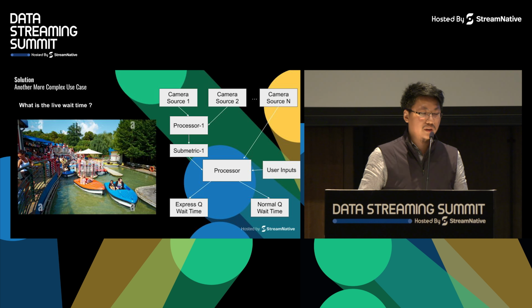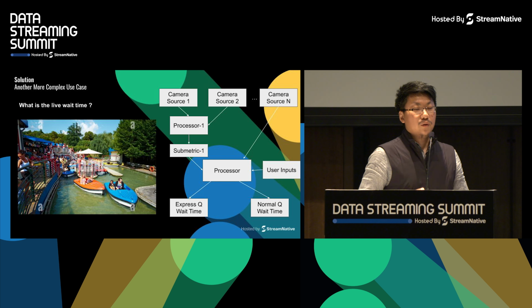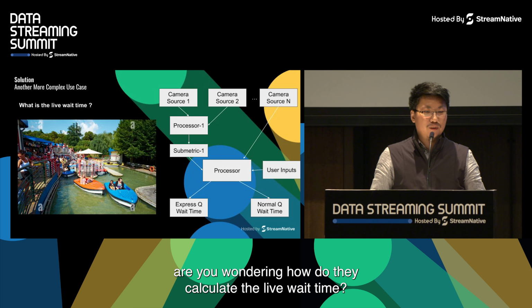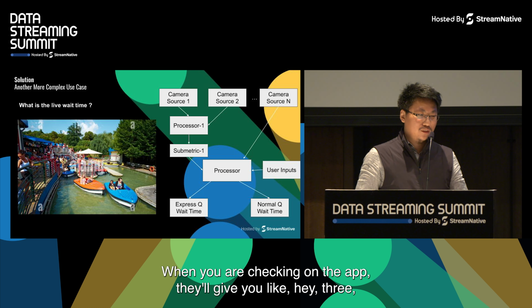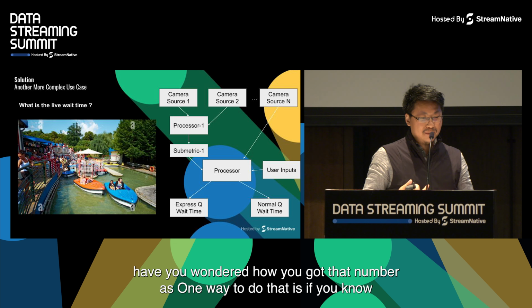And another, more complicated application example, at least here, is the live wait time. We are very proud of this product. So imagine whenever you go to an amusement park, are you wondering how they calculate the live wait time? When you are checking on the app, they will give you like, hey, 35 minutes. Have you wondered how you got that number?